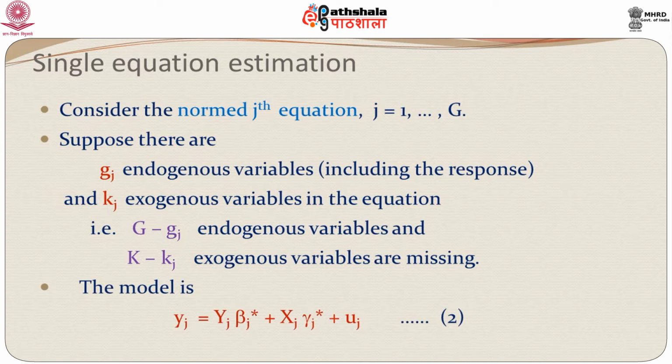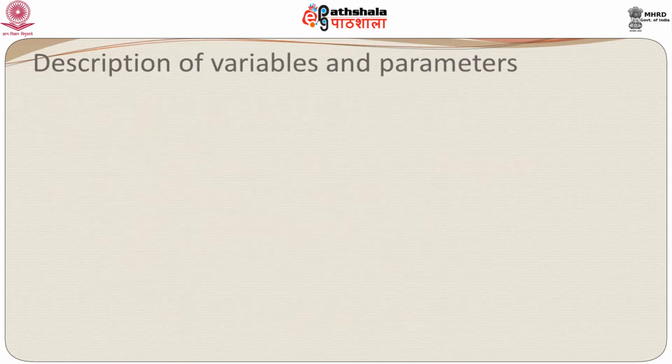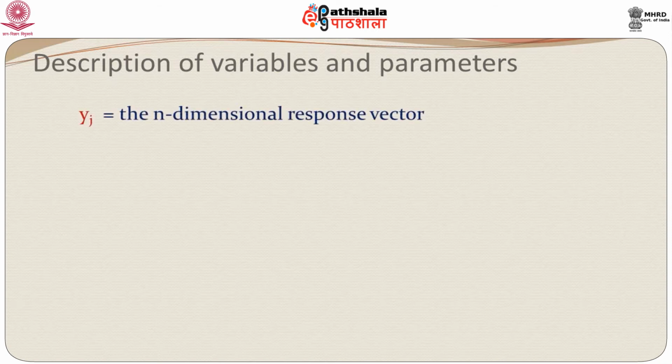We will call this equation equation 2. Now, let us give a description of the variables and parameters involved. What is yj? The small yj is the n-dimensional response vector. This is the jth endogenous variable. In this case, it is the response vector.